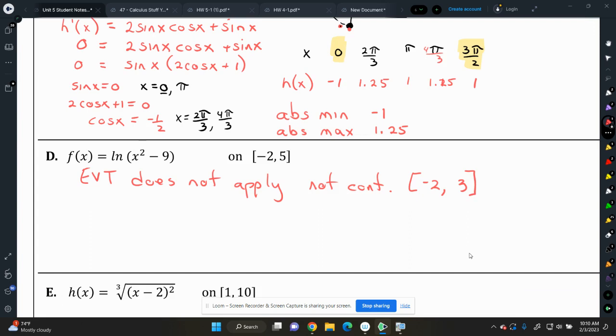Well, -2 would give me 4 minus 9, which is a negative number. Can't take the natural log of a negative number. -1 is going to give me the natural log of -8. 0 gives me the natural log of -1. And of course, 1 and 2 give me the same. 3 gives me the natural log of 0, which I cannot do either. So it's not continuous on that interval.